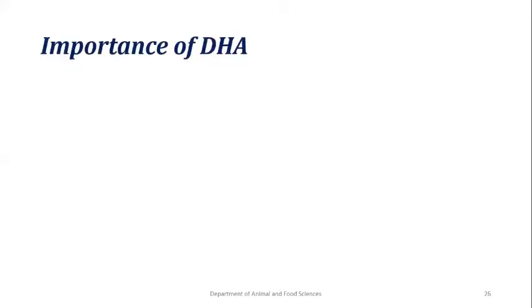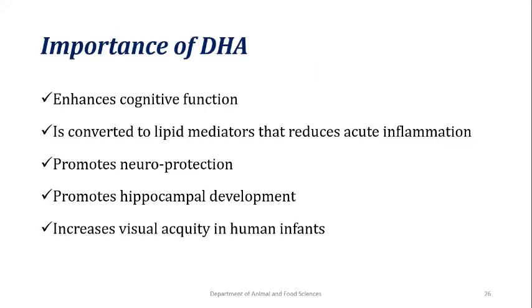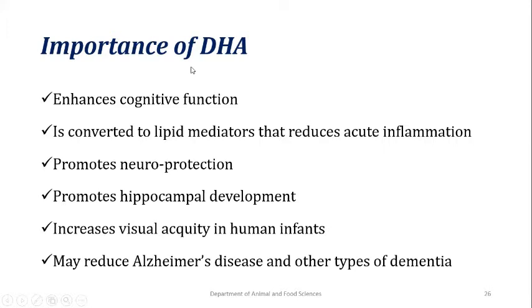Understand that also. And I have included the importance of DHA for humans. It enhances cognitive functions, especially brain development. Brain development requires docosahexaenoic acid, and it has neuroprotection and visual acuity in human infants, and may reduce Alzheimer's disease and other types of dementia, which are neurodegenerative diseases. This kind of important roles are there in DHA. So, since we have very low conversion efficiency of DHA from ALA, alpha linolenic acid, it is recommended to take DHA and EPA from our diet.